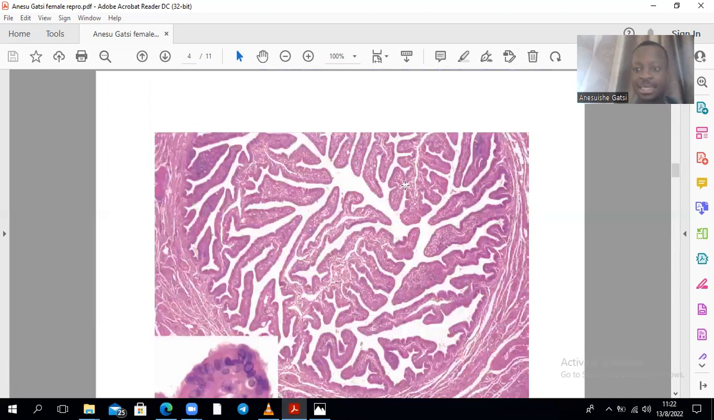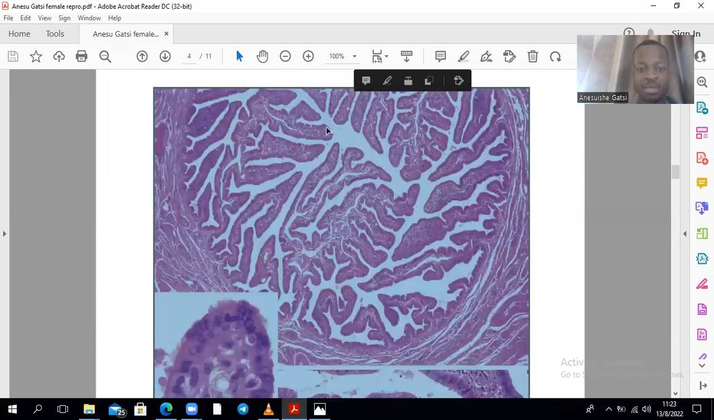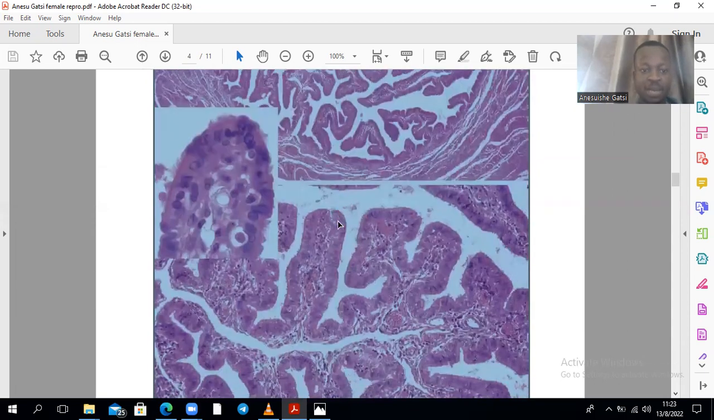Then there's a classic picture of the uterine tube. Remember I said the folds, there you have the lumen right over there. Then this is the mucosa, highly folded. This is the muscularis layer here. Quite an interesting picture. At high magnification, you can see here, that's the epithelium, a simple columnar epithelium. You can appreciate the folds.